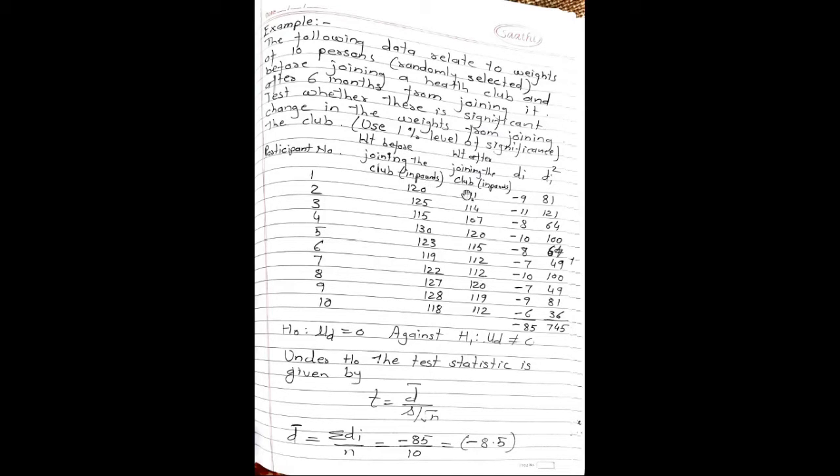Similarly, they have given us weight after 6 months from joining the club. So for first participant, the value is 111. For second participant, the value is 114. Third participant, 107. Fourth participant, 120. Fifth participant, 115. Sixth participant, 112. Seventh participant, 112. Eighth participant, 120. Ninth participant, 119. 10th participant, 112.